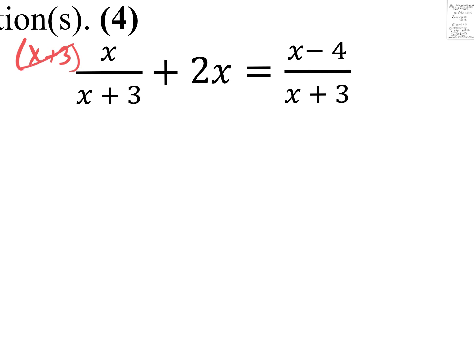But it's not just this fraction that you're multiplying it by. You're going to multiply this by x plus 3. You're also going to multiply this by x plus 3. Multiply everything by the denominator of the fraction you want to get rid of. So yes, that first fraction disappears. You just have a nice, beautiful x.